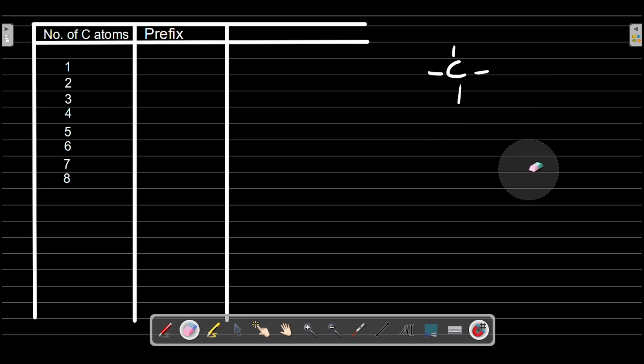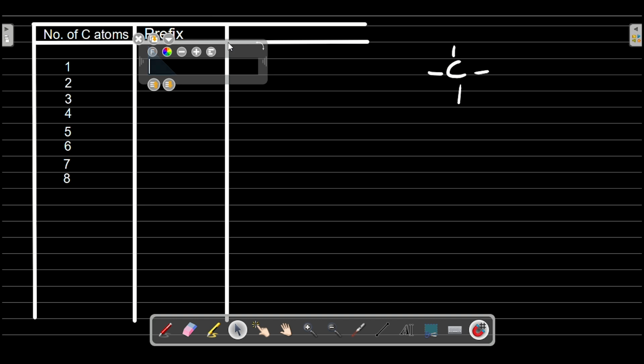Let's say your molecule had 1 carbon atom, then its prefix would be meth. So you have methane, or you can only have methane because you can't have a double bond or a triple bond because you'd need another carbon atom for that. Since you only have 1, it can only be methane in terms of a hydrocarbon.